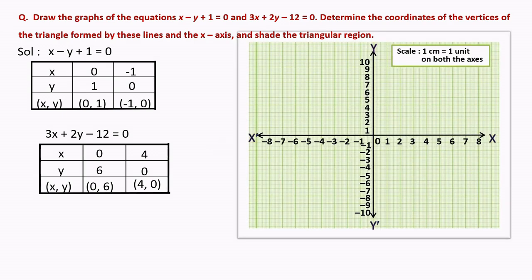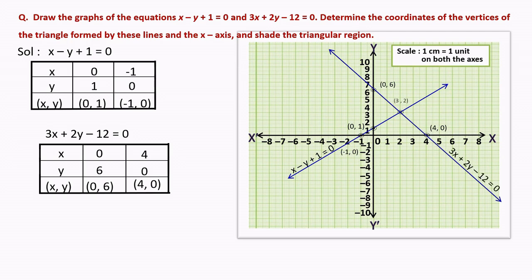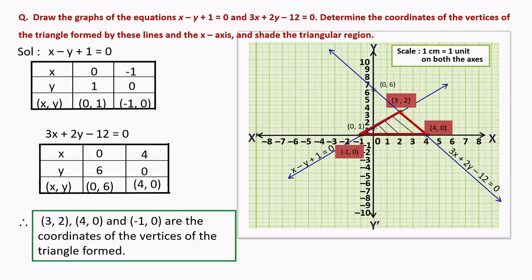Now observe carefully. The two lines intersect at the point (3, 2). Also, the lines and the x-axis form a triangle. The three vertices of this triangle are (3, 2), (4, 0), and (minus 1, 0). So, these are the required coordinates of the triangle. Finally, we shade the region enclosed by these 3 points. This completes the solution.